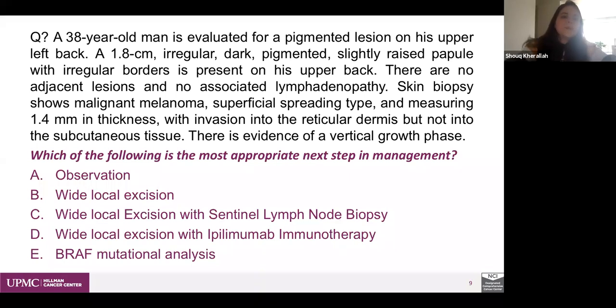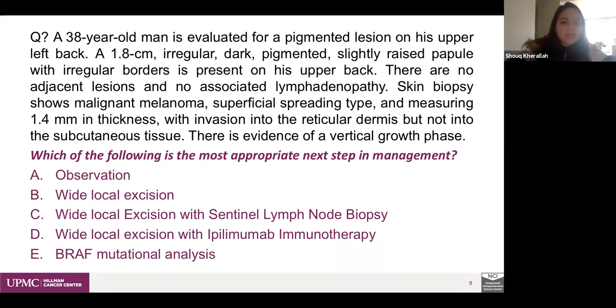I can do that. A 38-year-old man is evaluated for a pigmented lesion on his upper left back. A 1.8 centimeter irregular, dark, pigmented, slightly raised papule with irregular borders is present on his upper back. There are no adjacent lesions and no associated lymphadenopathy. Skin biopsy shows malignant melanoma, superficial spreading type, measuring 1.4 millimeter in thickness, with invasion into the reticular dermis but not into the subcutaneous tissue. There is evidence of a vertical growth phase. Which of the following is the most appropriate next step in management?